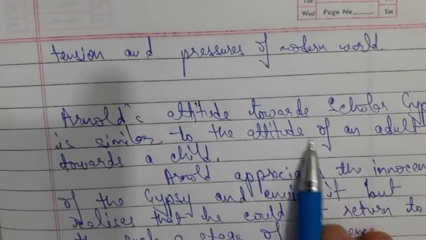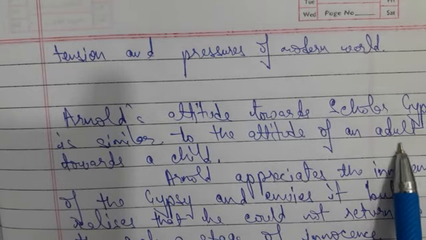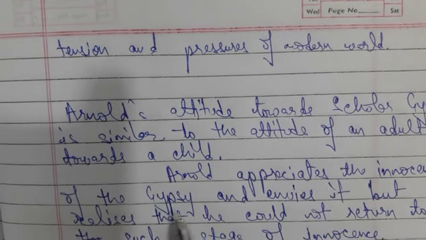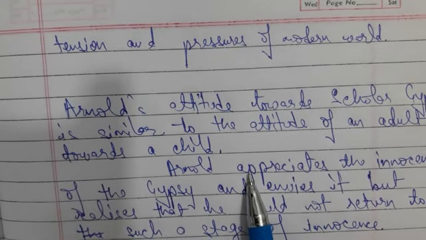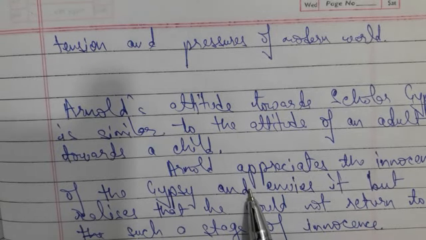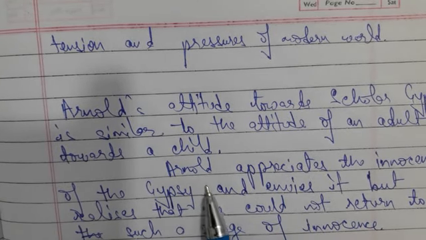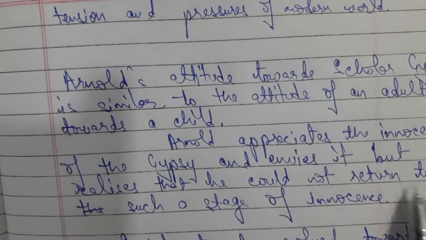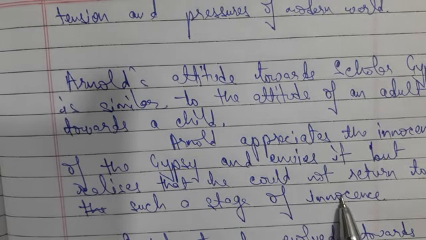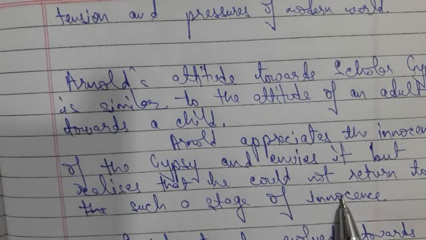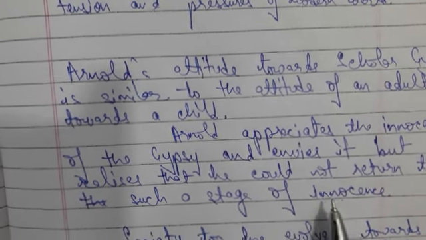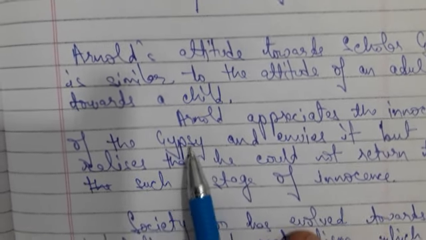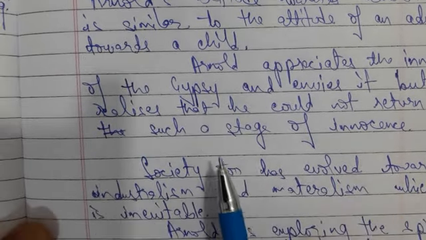Now, Arnold's attitude towards the Scholar Gypsy is similar to the attitude of an adult towards a child. Now, what is this attitude of an adult? Arnold appreciates the innocence of the gypsy and envies it, just like we appreciate the innocence and envy the simplicity of a child. In the same way, Arnold appreciates the innocence of the gypsy, but he realizes that he cannot return to such a stage of innocence. Just as we realize the child is innocent but we cannot return, we have experienced, we have grown up, in the same way the poet Arnold also envies the life of the Gypsy, but he knows that this life cannot be achieved now.